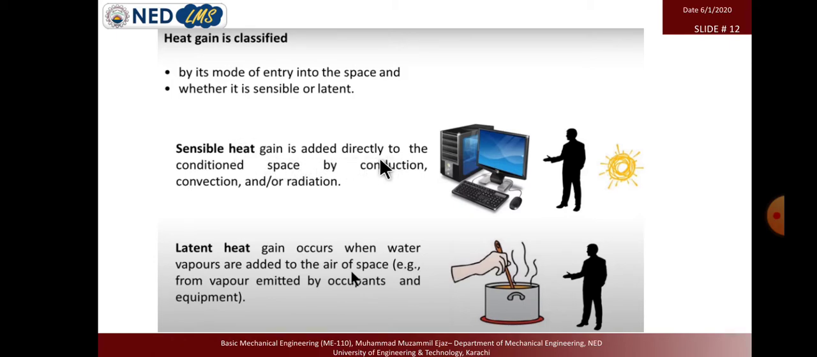So the gain is added directly to the conditioned space by conduction, convection, and radiation. You already learned that in heat transfer in thermodynamics. For example, direct solar radiation comes inside the room. The PC generates heat too. We know that a PC has a processor which produces heat that is cooled down by the blower, fan, and heat sink, which reject it in the room.